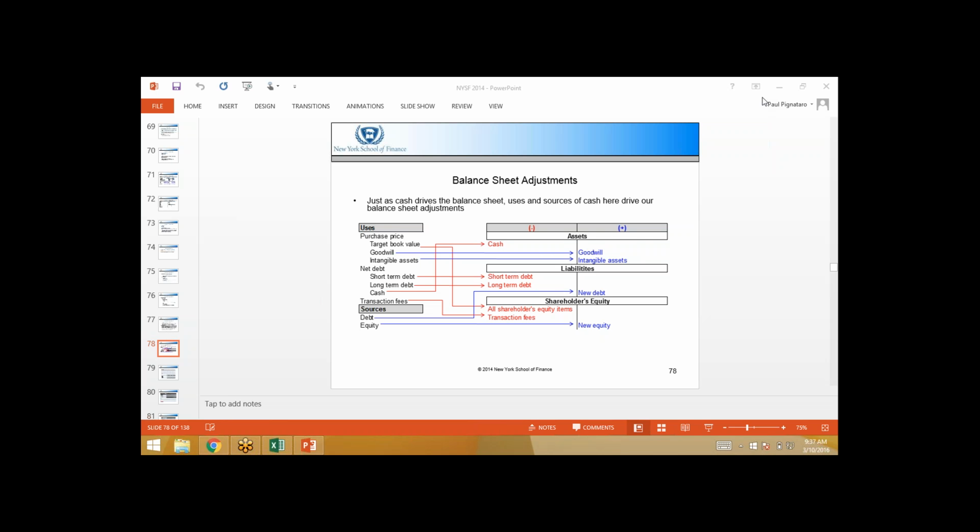And some other things. I don't want to get into that detail yet. Oh, maybe I will in a second. But just simply, your purchase price minus book value becomes intangible assets and goodwill. And actually, okay, let's talk about that for a second.